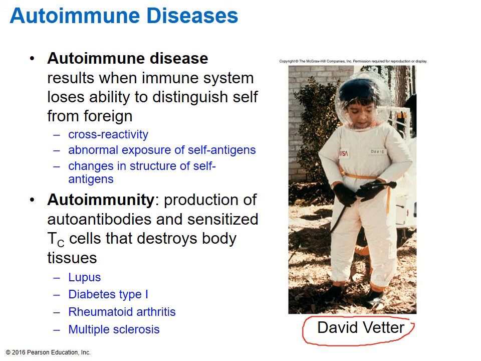Autoimmunity is then going to be the production of antibodies that are labeled as autoantibodies, meaning they're attacking your own healthy cells, okay? So this happens in cases like lupus, diabetes type 1, arthritis, as well as multiple sclerosis. So this is when your body is producing autoantibodies, antibodies against your own cells.